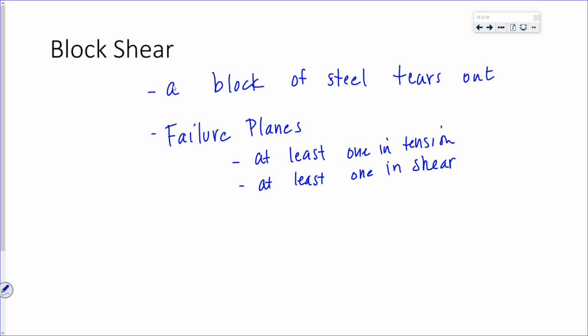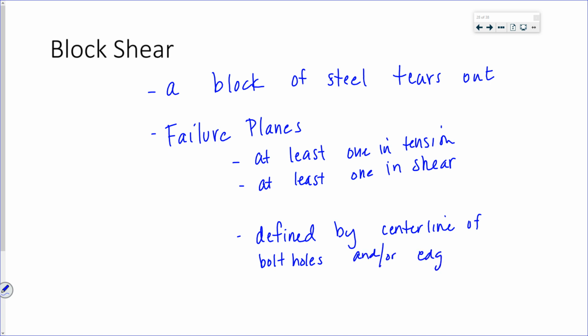And those failure planes are defined by the center line of bolt holes, and or the edges of a weld. So let's look at a couple of pictures to see what I'm talking about.